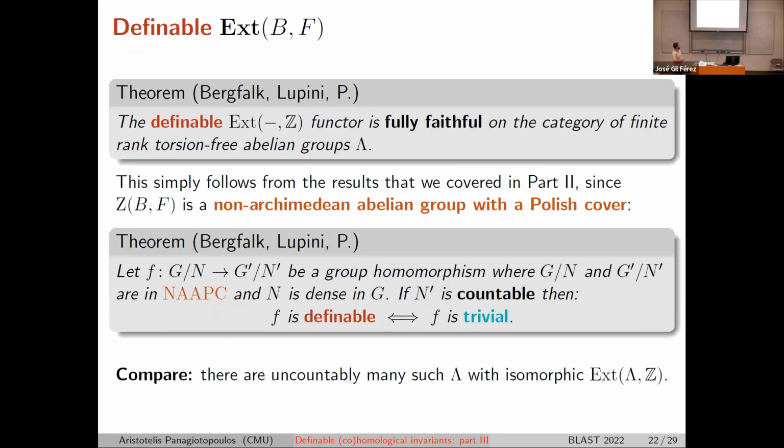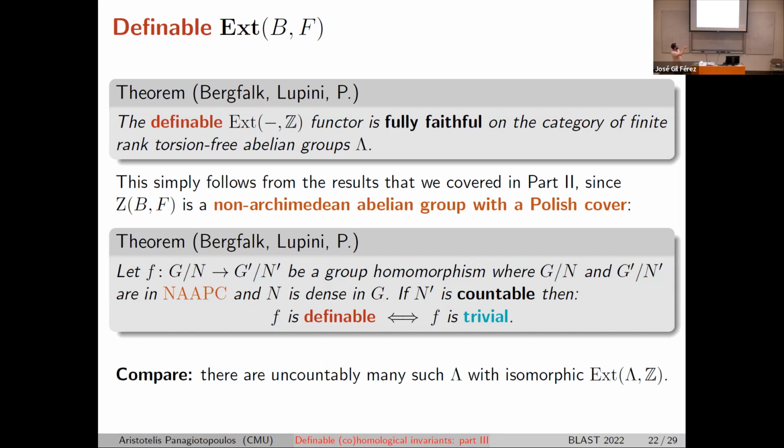Because of lack of time, I guess. This definable Ext is a much stronger invariant than the classical Ext. So there are uncountably many, for example, finite rank torsion free abelian groups that have isomorphic abstract Ext.